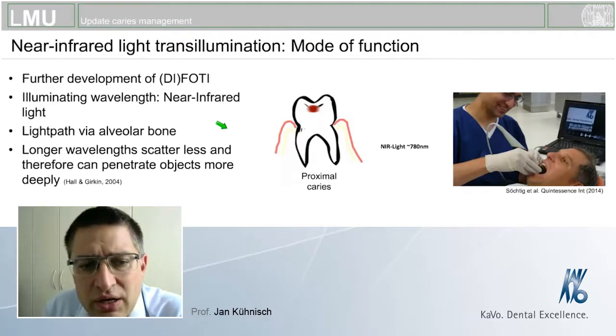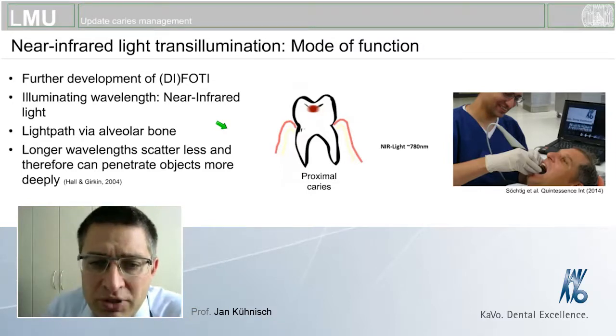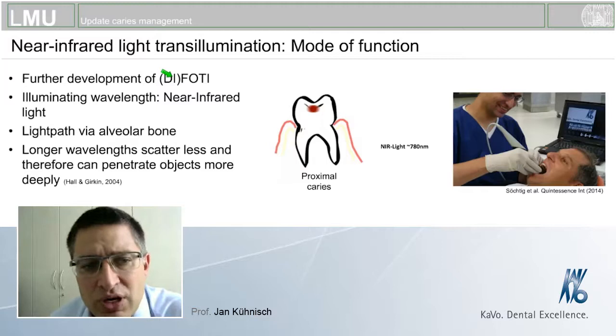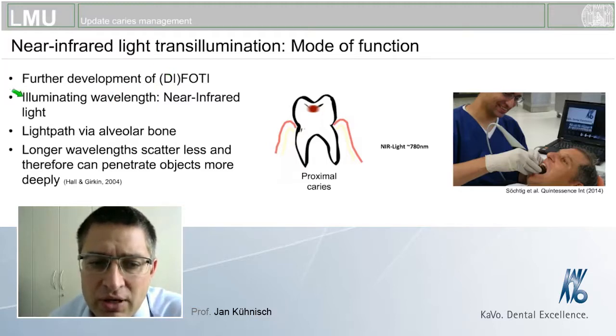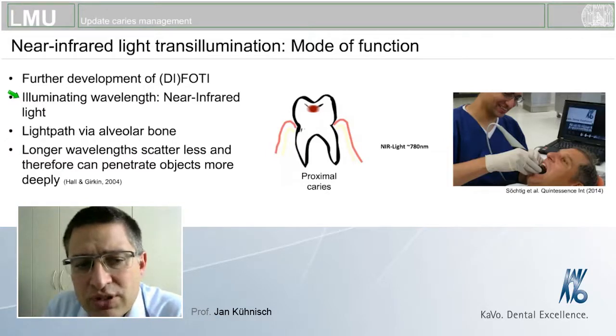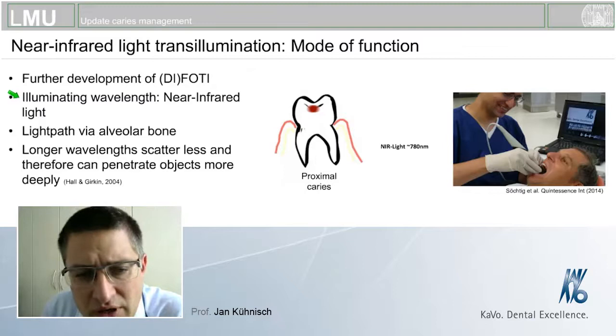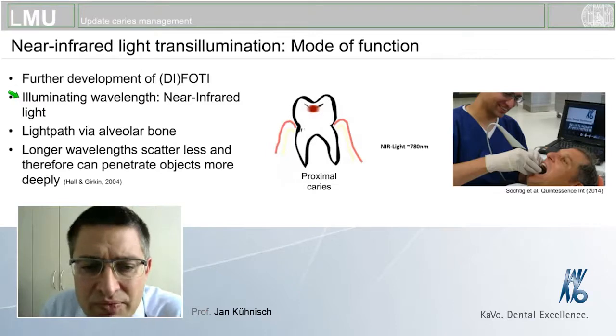It has to be understood as a further development of the digital fiber-optic transillumination. Maybe this was a prototype 15 years ago, and this prototype was changed in two ways. First of all, the wavelength was changed. The illuminating light is now near-infrared light, which is more or less invisible to us. Another change was that the light path was changed. The tooth is not illuminated anymore from the occlusal perspective. It is illuminated via the alveolar bone. The reason to use near-infrared light is that it has longer wavelengths, scatters less, and can therefore penetrate objects much better.